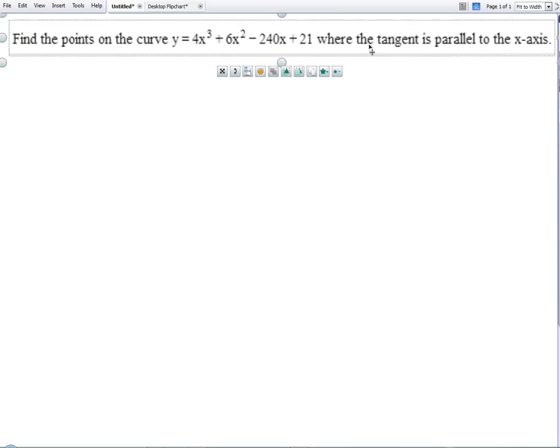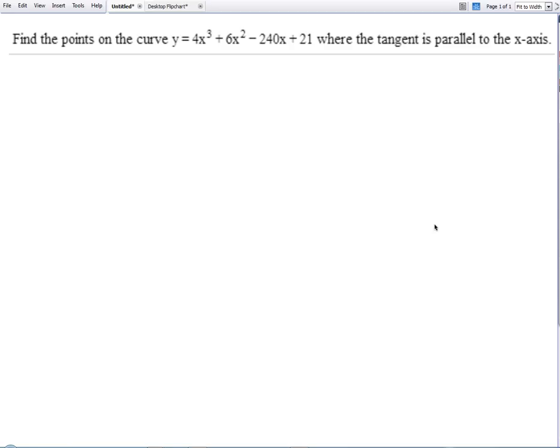So find the points on this curve where the tangent is parallel to the x-axis. And then they said support your answer graphically, meaning graphically calculate. Yes, just verify. But we don't worry about that. We can do the hard one. We can do this analytically.